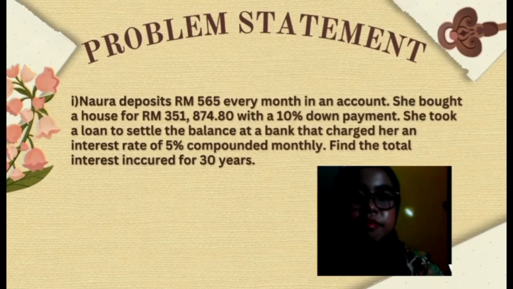The problem statement is: Naura deposits RM565 every month in an account. She bought a house for RM351,874.80 with a 10% down payment. She took a loan to settle the balance at a bank that charged her an interest rate of 5% compounded monthly. Find the total interest incurred for 30 years.